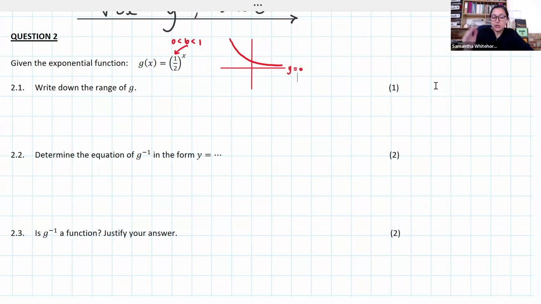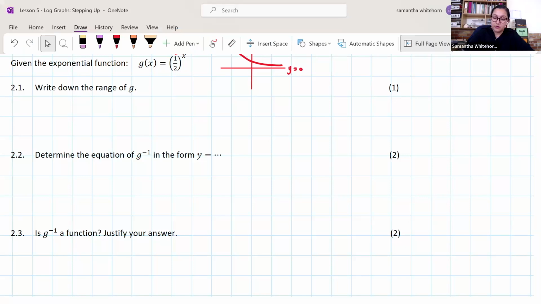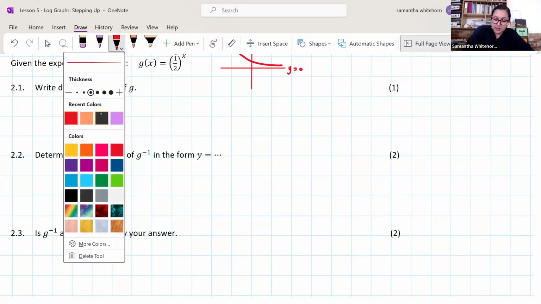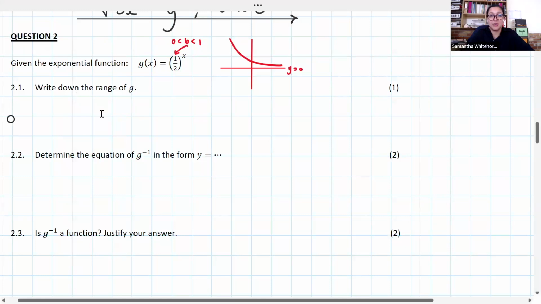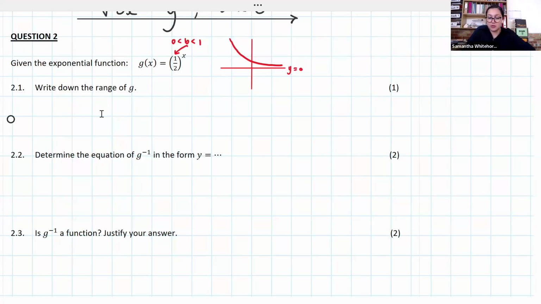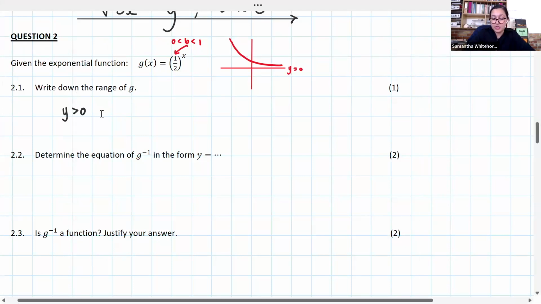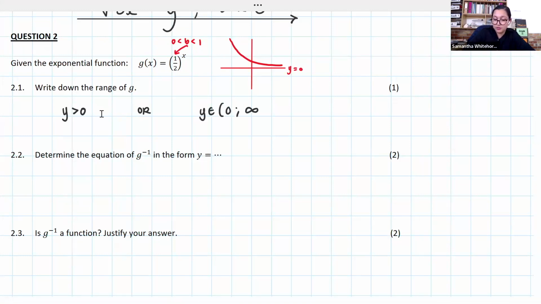All right. So the first question says, write down the range of g. Because I've now sketched my graph, that's actually really helpful because now I can see what it looks like. I can see what my range is. I can see that it only exists above my asymptote. And because my asymptote is y equals 0, my range is just y greater than 0. If you're a person who likes interval notation, y is an element of (0, positive infinity). Both of them round brackets because the asymptote is not included and we don't know where infinity ends, so we can't use a square bracket. So again, sketch a graph for yourself, know what you're working with. It really is super helpful.